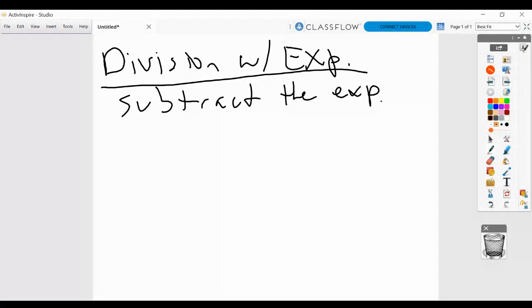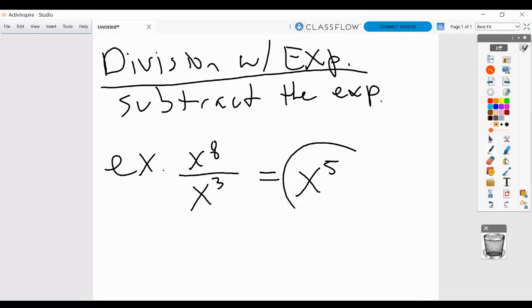Okay, so for example, let's say you have something like x to the 8th over x to the 3rd. To get this one, you want to take 8 minus 3, which is 5, and you get x to the 5th, and that would be your answer. So whenever you're dividing with exponents, you subtract. If you remember, when you were multiplying with exponents, you would add them. When you're dividing with them, you subtract them.